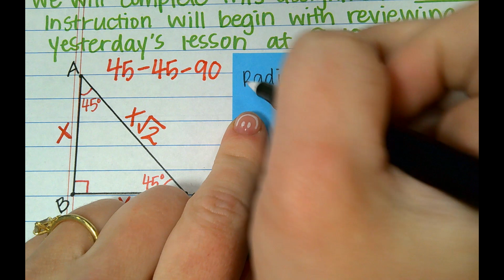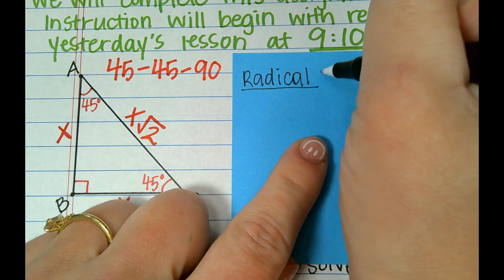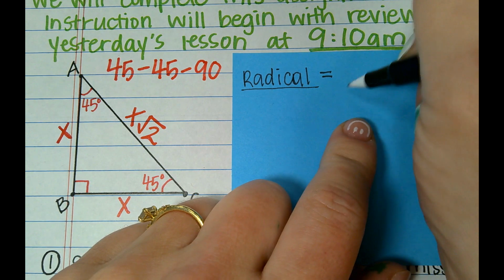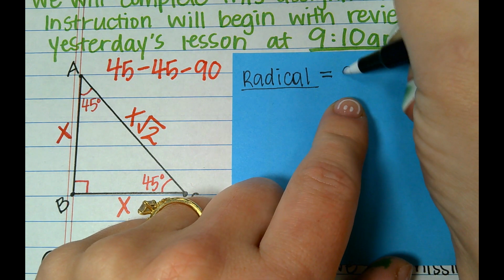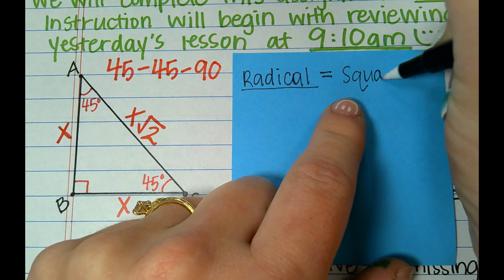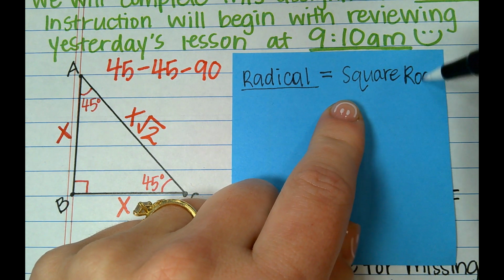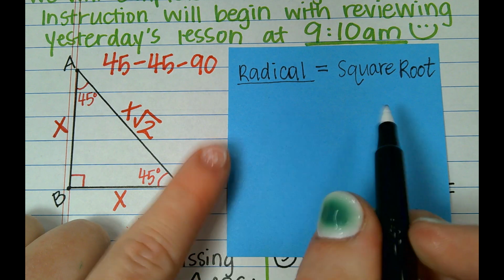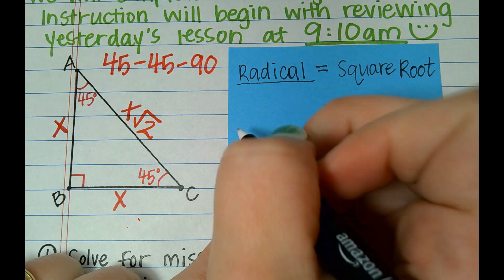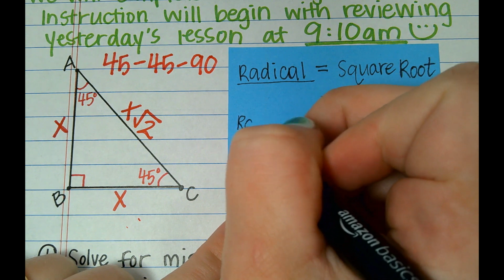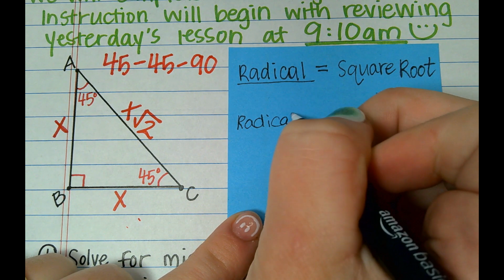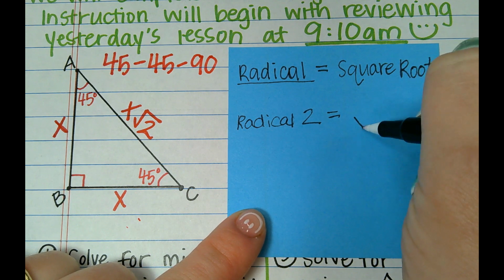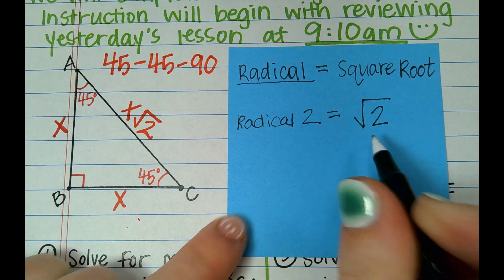So this word radical, you can say radical to replace the bigger word square root. So I could say radical 2. That just means the square root of 2.